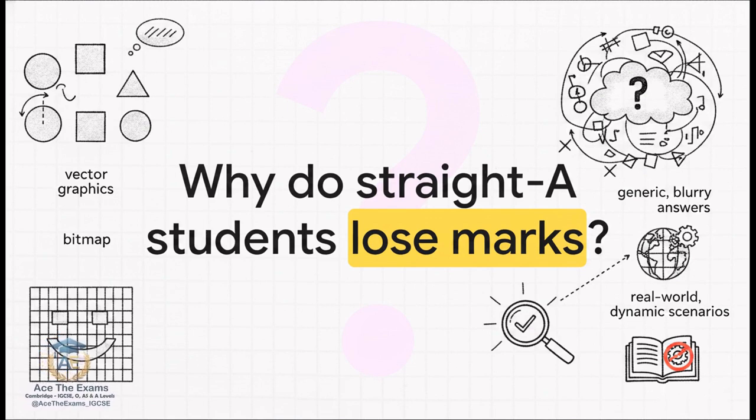Think about it. These are the students who literally know the textbook inside and out. They know exactly what a vector is. They know exactly what a bitmap is. But when they actually sit down in the exam hall, they write these super generic, blurry answers that just totally fail to score. They end up writing down a whole bunch of raw computer science facts, kind of just hoping that the examiner is going to sift through all that noise and magically find the right answer.